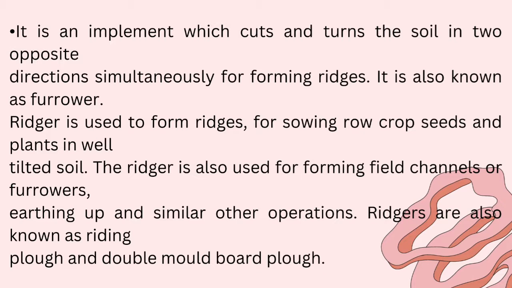A ridger consists of beam, clevis, frog, handle, moldboards, braces, share, and sliding shoe. The ridger generally has a V shape share fitted to the frog. The nose or the tip of the share penetrates into the soil and breaks the earth. The moldboards lift, invert, and cast aside the soil, forming deep channels and ridges of the required size.